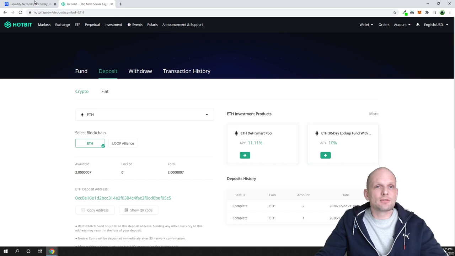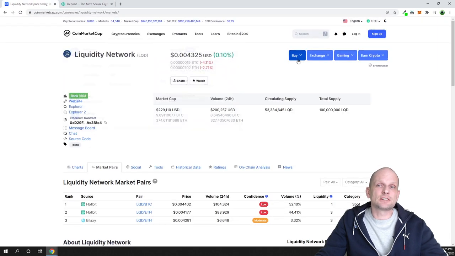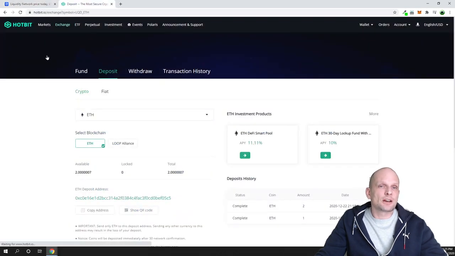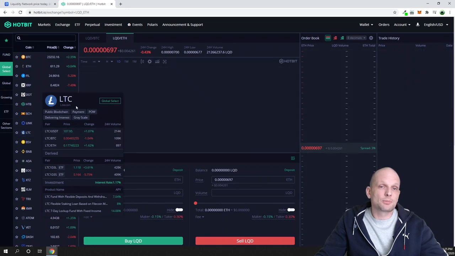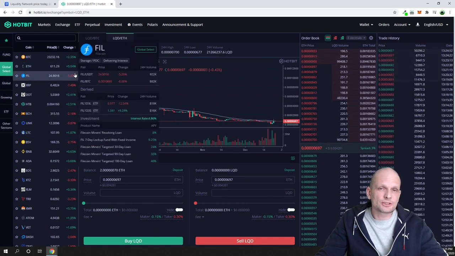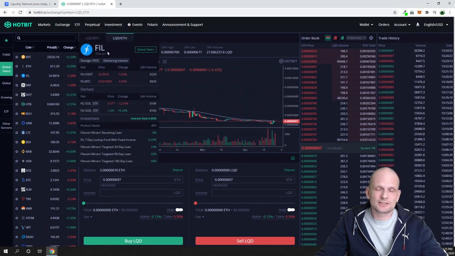But like I said, I will be buying this Liquidity Network token, which is LQD. This is the ticker for this token. So to do this, I go into exchange, and I will probably raise the price of this token because, like I said, guys, it is at the very, very bottom of its price.